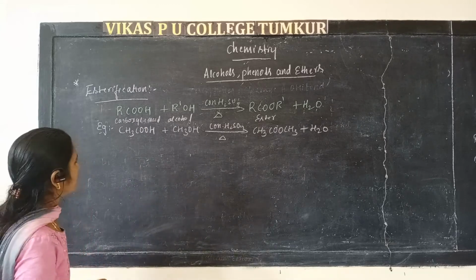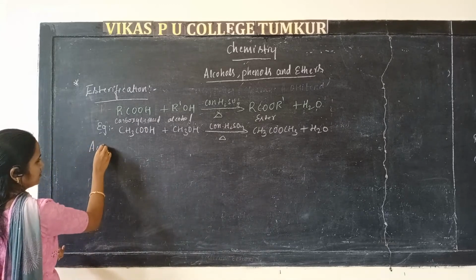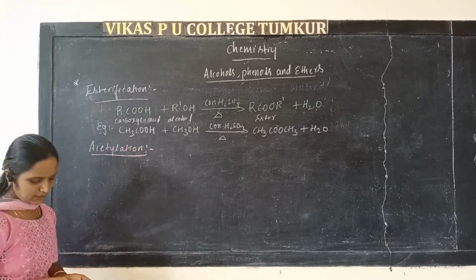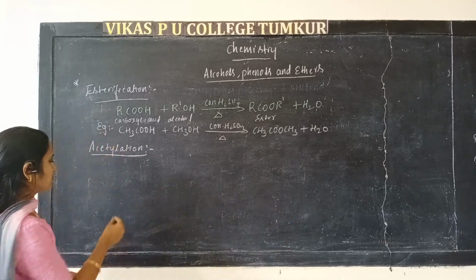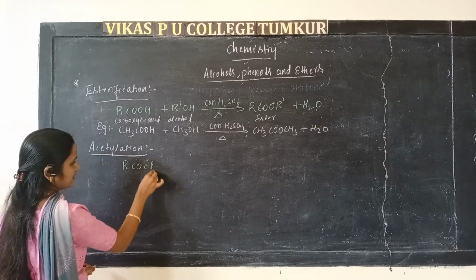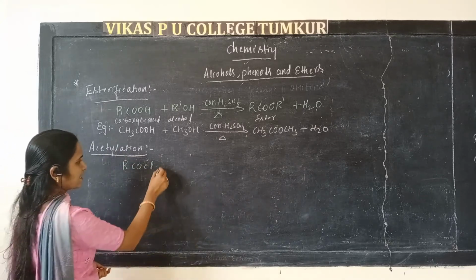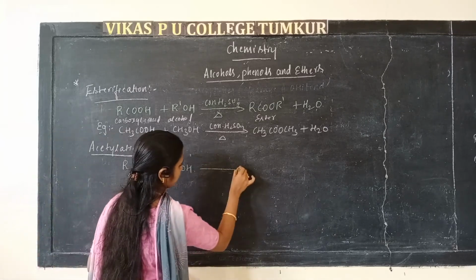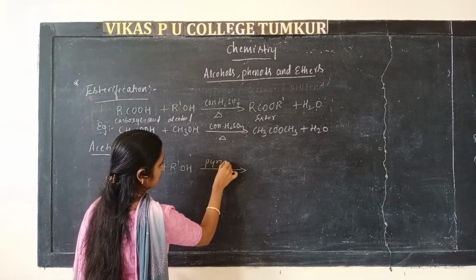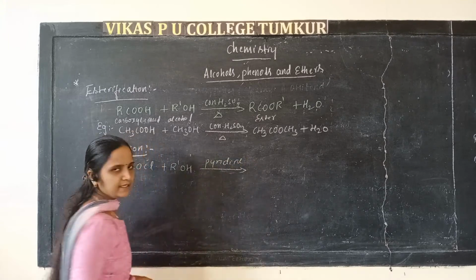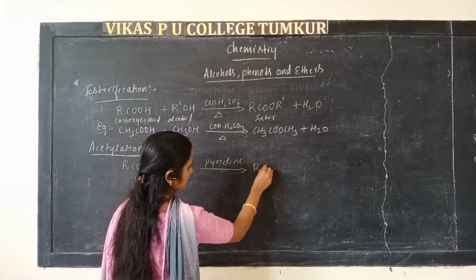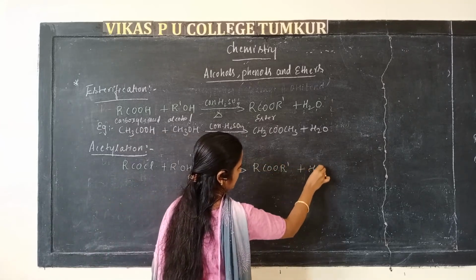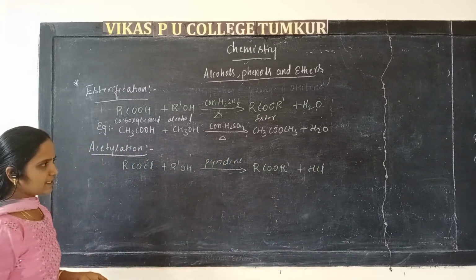Like that, we will discuss acetylation. Here an acid chloride, RCOCl, reacts with an alcohol in the presence of pyridine. It forms the ester plus HCl.